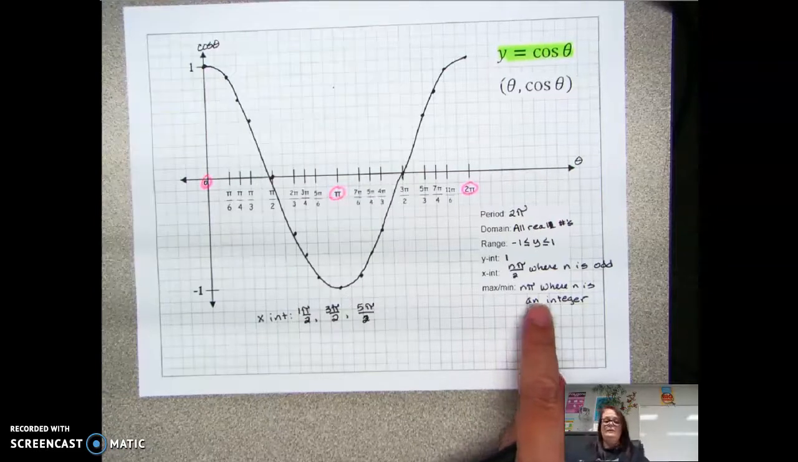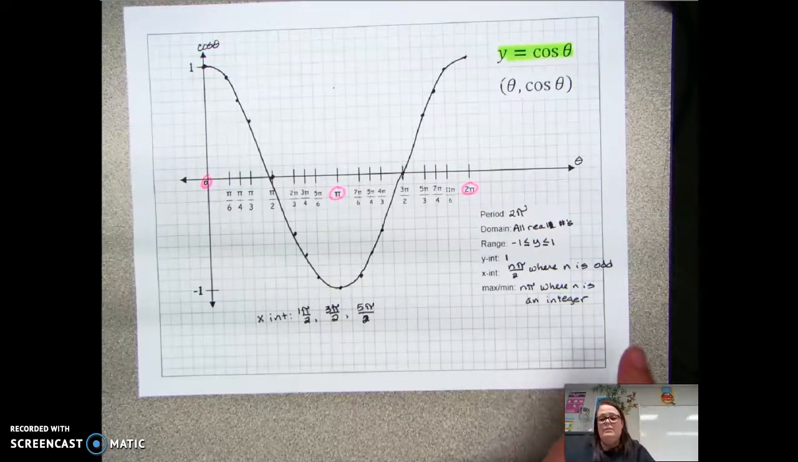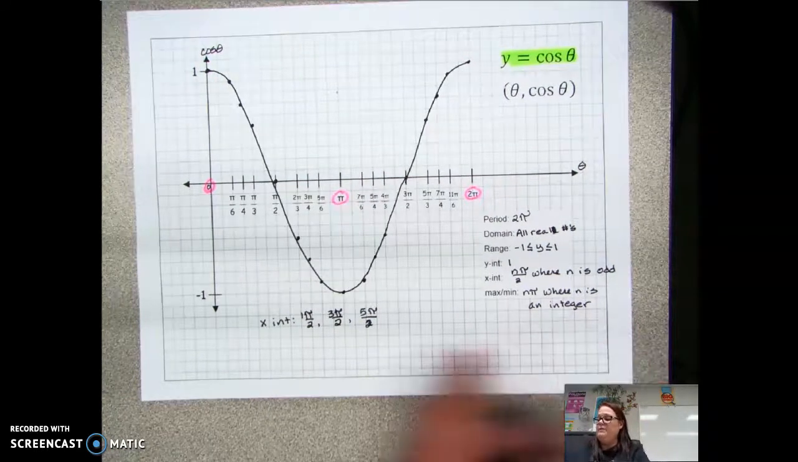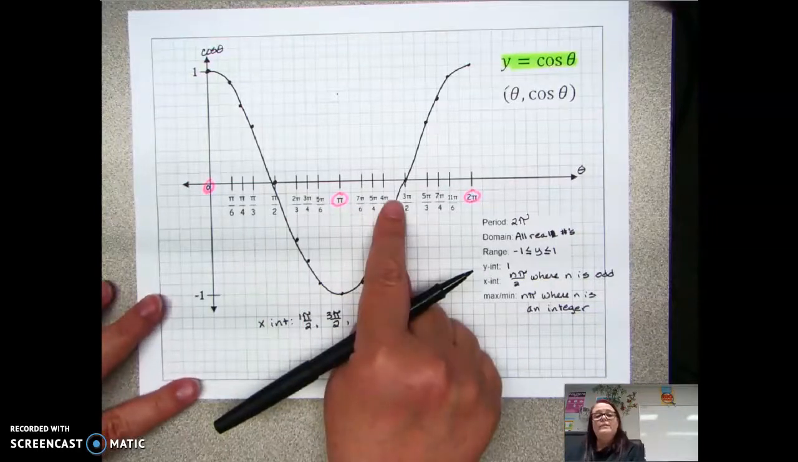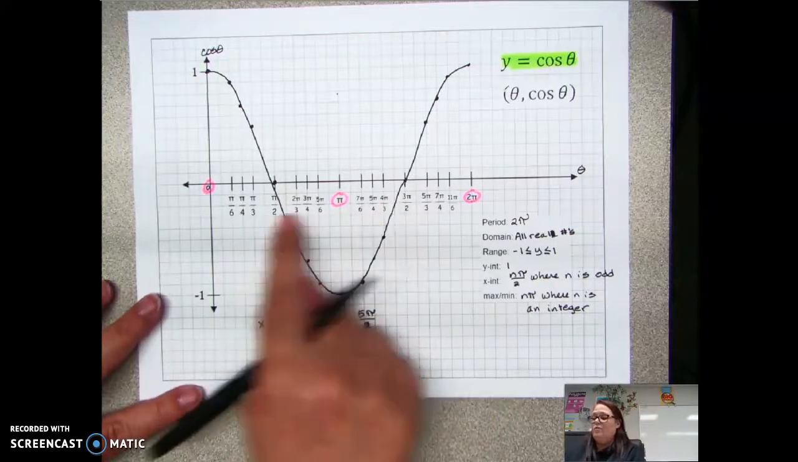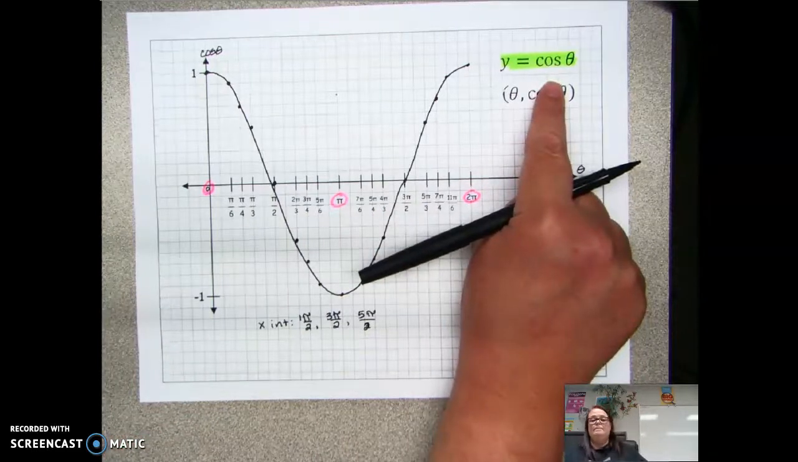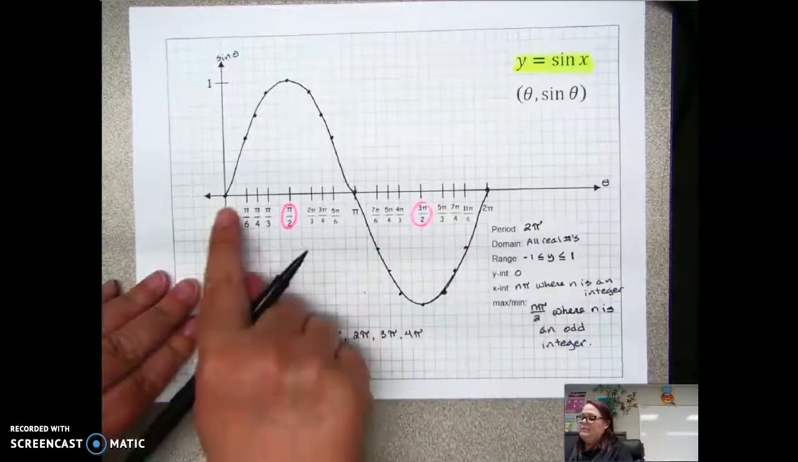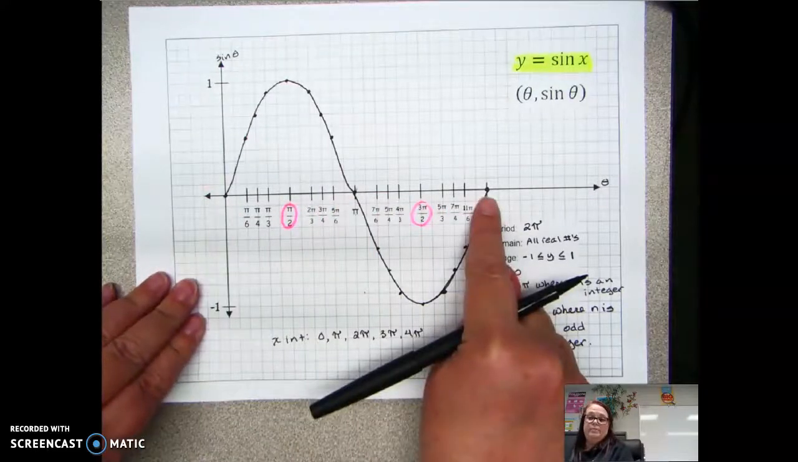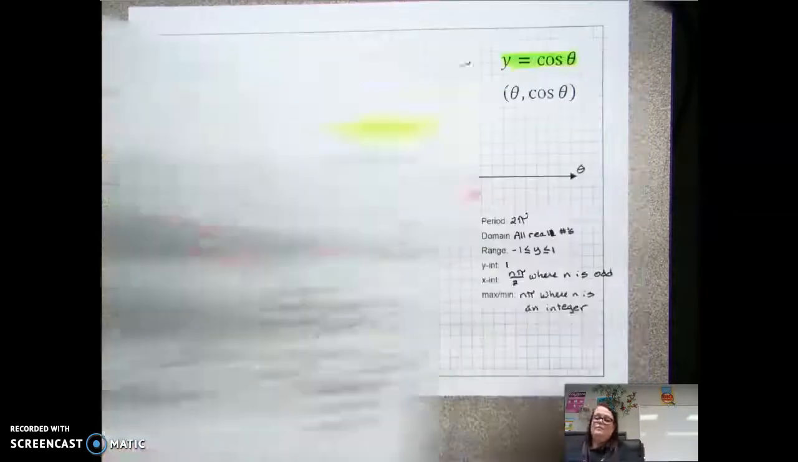So that's one way to tell if a function is a sine function or a cosine function based upon looking at things like where is it crossing the x-axis. So if it crosses at odd pi over 2, you're talking about the cosine function. But if it crosses at 0, pi, 2 pi, or integer pi, then we can say that that's a sine function.